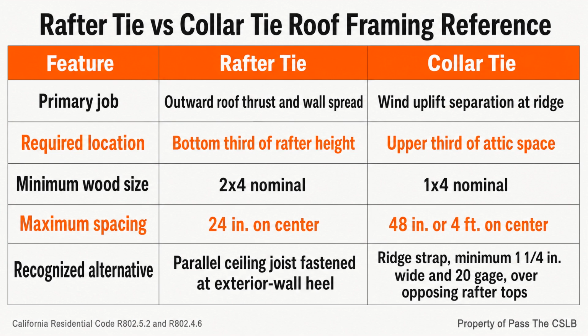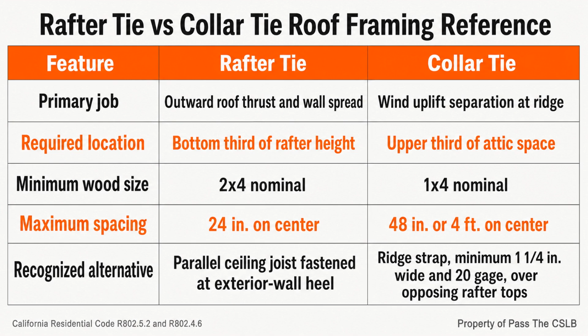The prescriptive rafter tie requirements are straightforward enough to memorize. Wood rafter ties are not less than 2x4 nominal lumber. They are spaced no more than 24 inches on center. They remain within the bottom third of the rafter height, measured vertically from the top of the wall plate toward the ridge. The location rule is the heart of the episode.